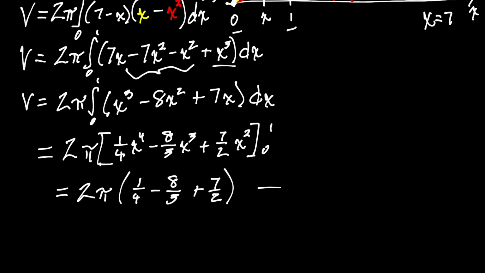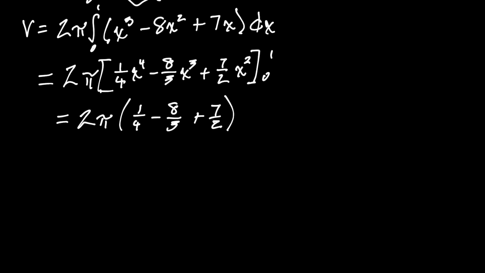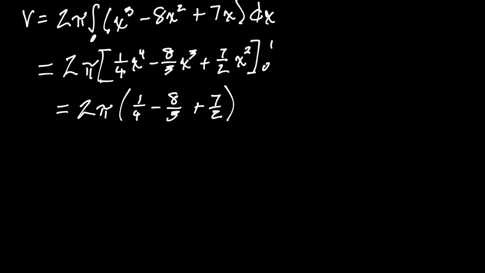And we're not, this is like minus 0 out here, so I'm not even gonna bother writing that. So we need to go ahead and get a common denominator here. So we have 4, 3, 2, so that would be a 12.